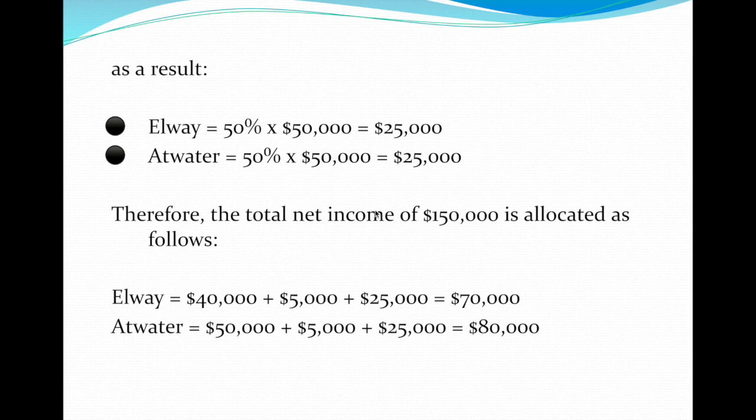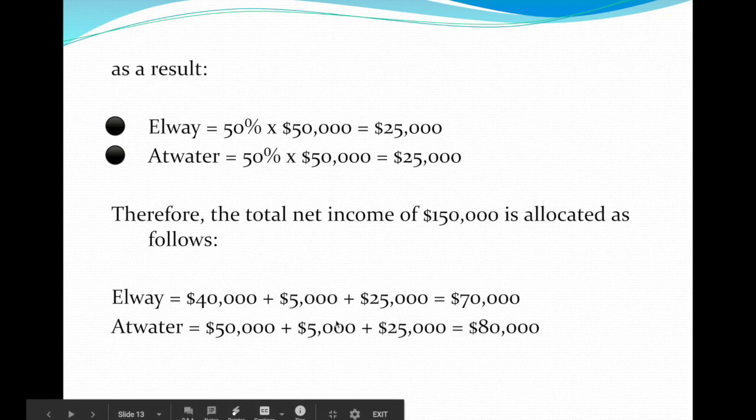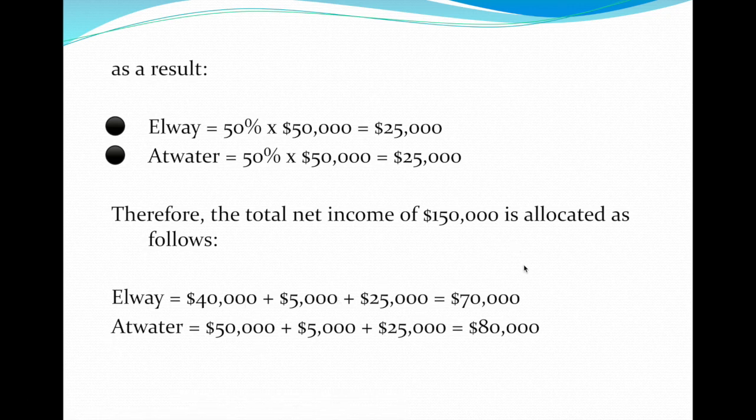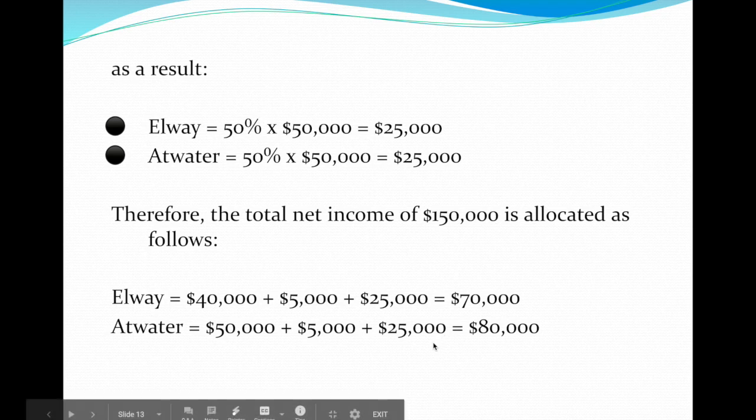And therefore, this is almost like hypothetical, except now we can actually figure out who gets how much. So in this case, Elway gets his 40 plus 5 plus 25. And Atwater gets his 50 plus 5 plus 25. So Elway gets 70 grand, Atwater gets 80 grand, and altogether that's 150 grand. So that's how our net income has been divided up.